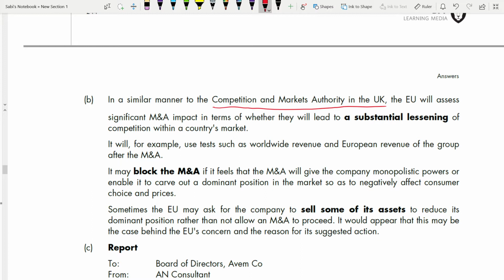The EU will assess significant mergers and acquisitions' impact in terms of whether they will lead to a substantial lessening of competition within a country's market. Yes, the role of the EU is also to see whether significant mergers and acquisitions will reduce the competition in the market or not. It, for example, uses tests such as worldwide revenue and European revenue of the group after the merger. It may block mergers and acquisitions if it feels that they will give the company monopolistic power or enable it to carve out a dominant position in the market so as to negatively affect consumer choice and prices.